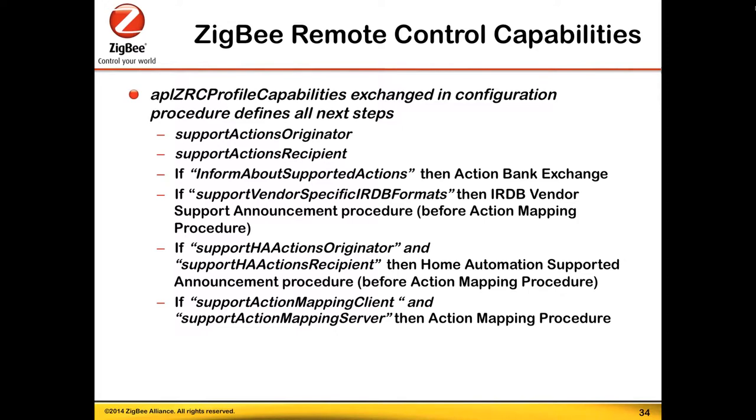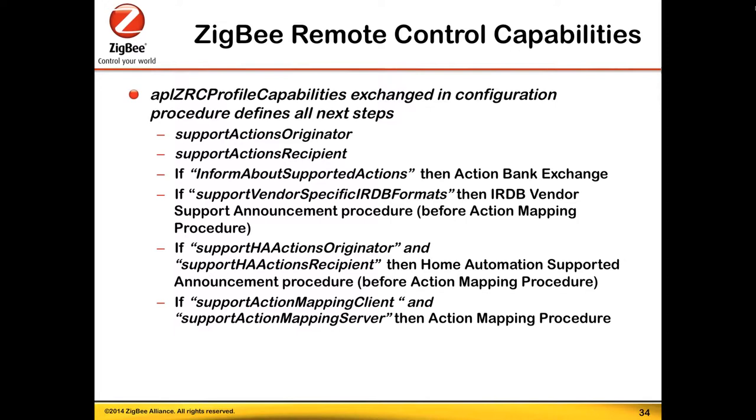Now, the whole process of exchanging banks, as I said, is dependent on the initial capabilities exchange. You have a simple flag. You can say that you want to get informed about the capabilities of the other side. If this flag is set, then the action bank exchange will occur.